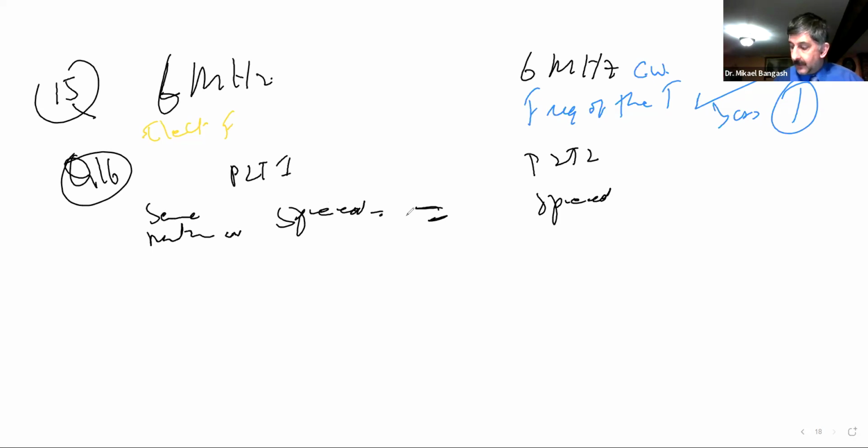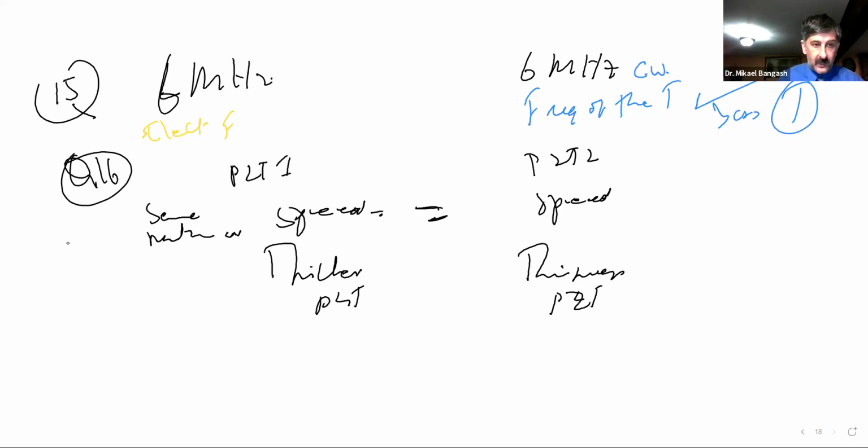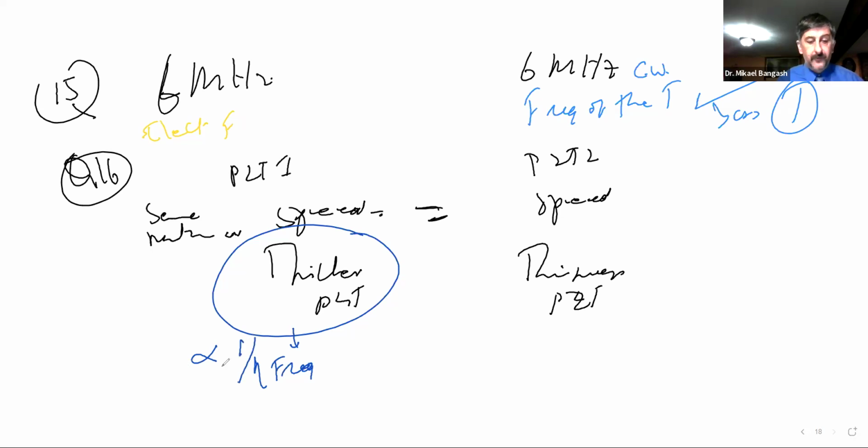But what they then say is that the thicker crystal makes a pulsed transducer with a higher frequency. So we can say that one of these will have a thicker PZT, and this one will have a thinner PZT. And would it be correct to say that this thicker PZT has a higher frequency than this one? No, because thickness of PZT was inversely proportional to frequency.